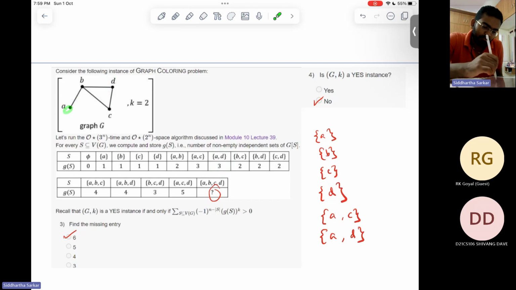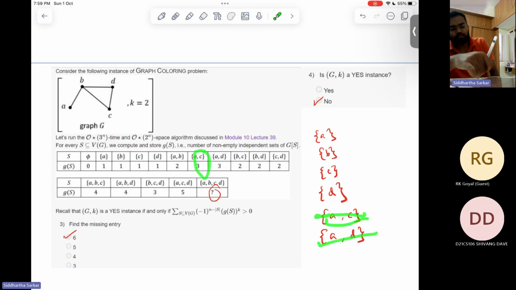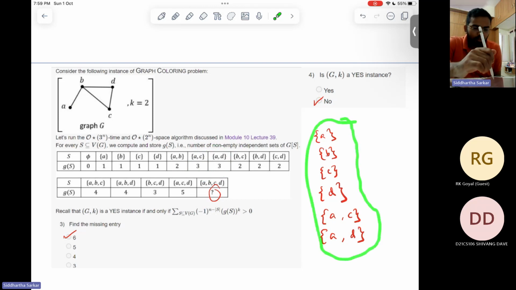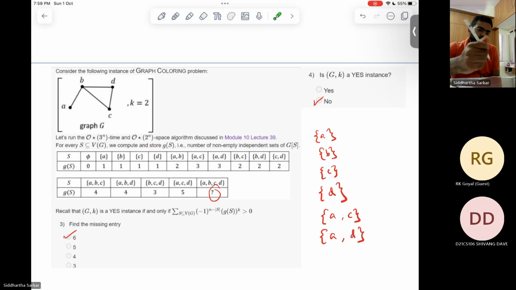So for AD, there is the graph induced by A and D. A and D are definitely independent sets separately. The other possibility is A comma D, which is also an independent set. That is why the AD entry is 3, and the AC entry is also 3. AC is an independent set, AD is also an independent set. So you can make this clever observation. These are the 6 different non-empty independent sets for the entire graph, so the correct answer is going to be 6.